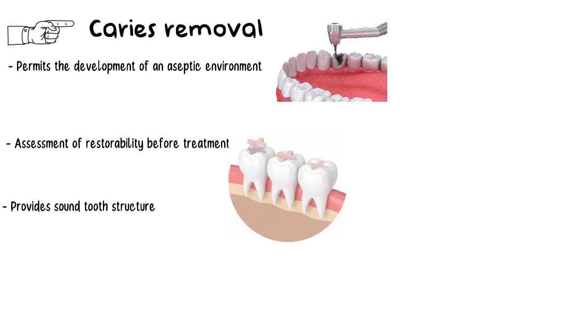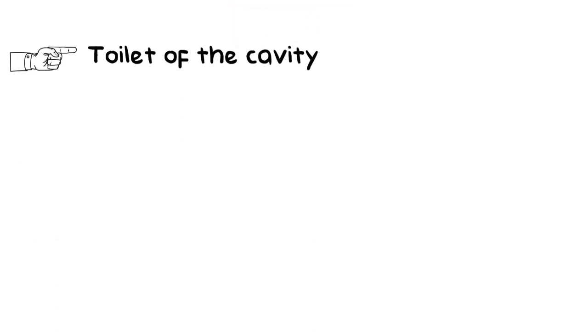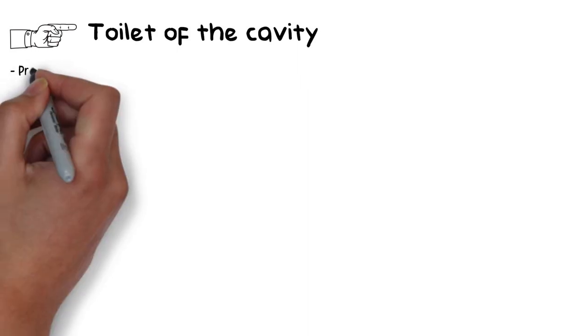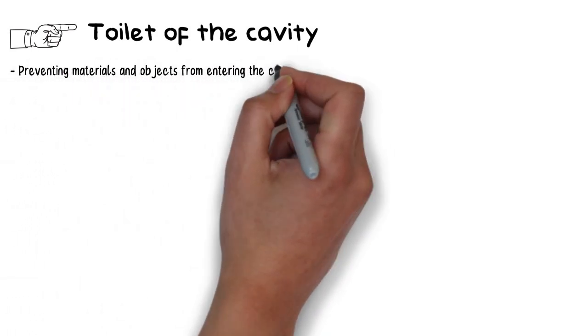Unsupported tooth structure is also removed to ensure proper coronal seal after treatment. Finally, the toilet of the cavity involves preventing materials and objects from entering the chamber and the canal space.